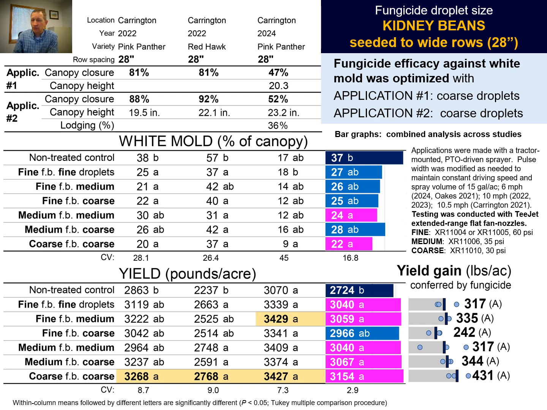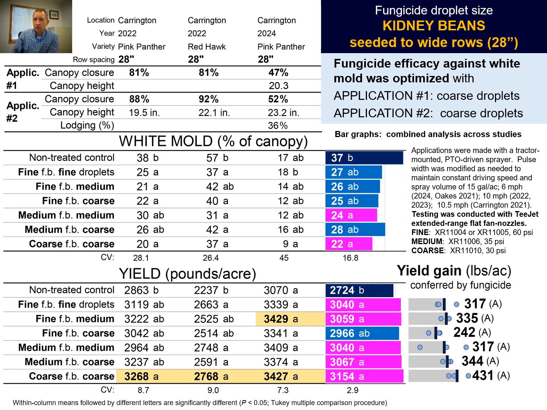So the study where we saw the least advantage to using those coarse droplets in both applications was the study where we had the most open canopy. That makes sense. But even there, we still optimized with coarse followed by coarse droplets.